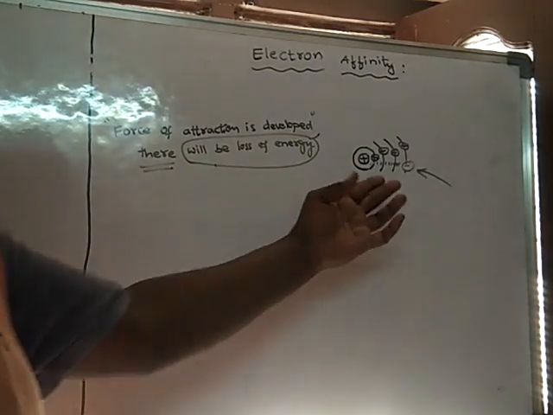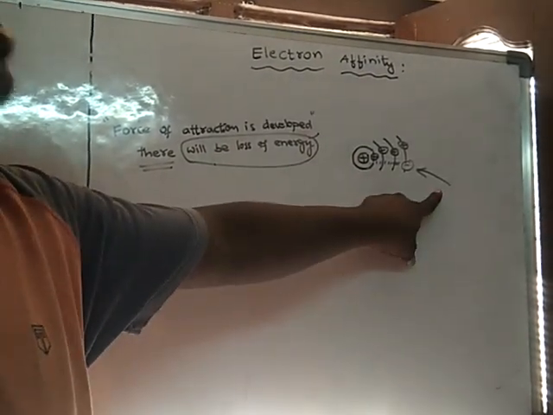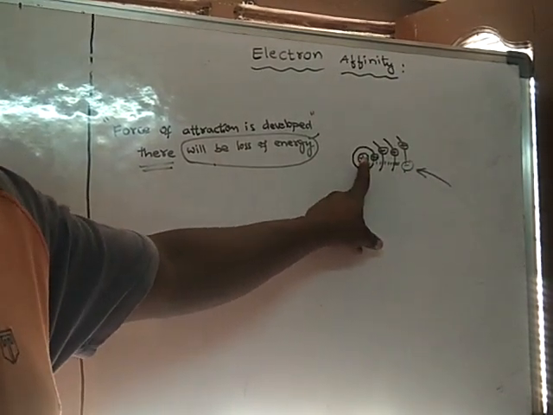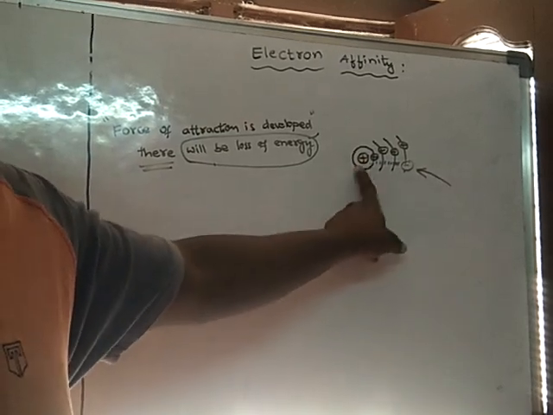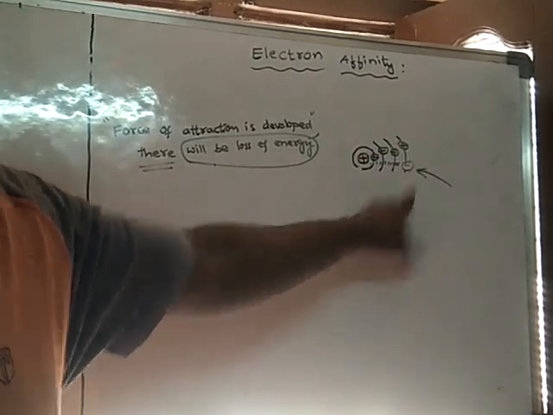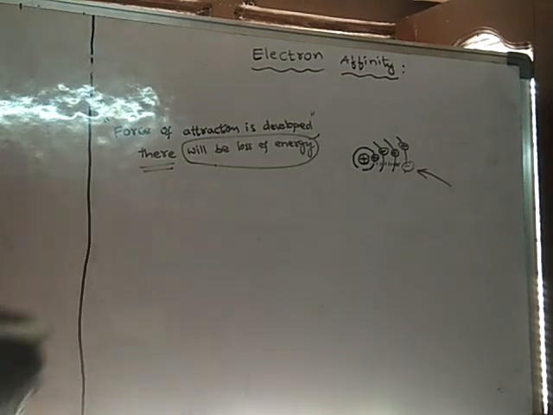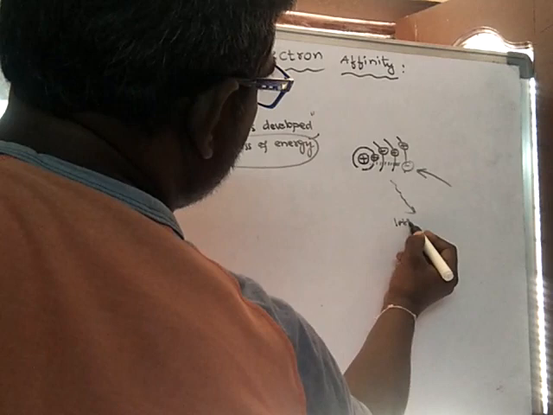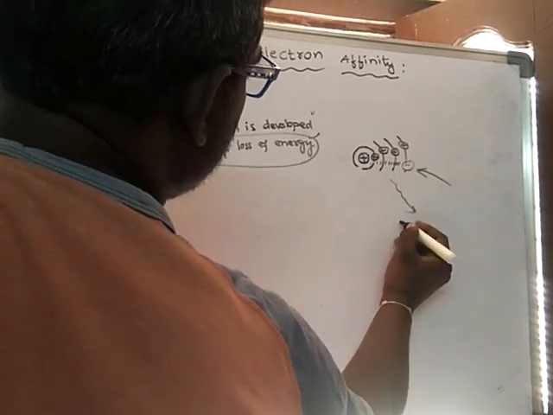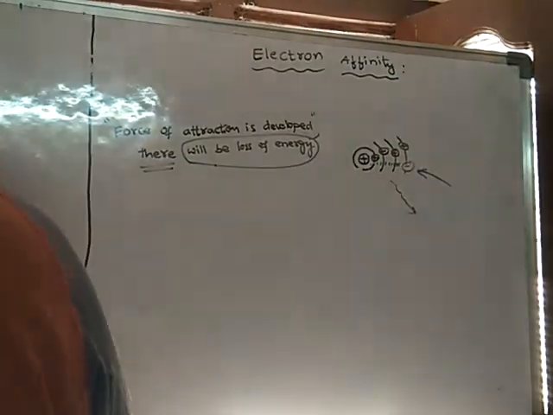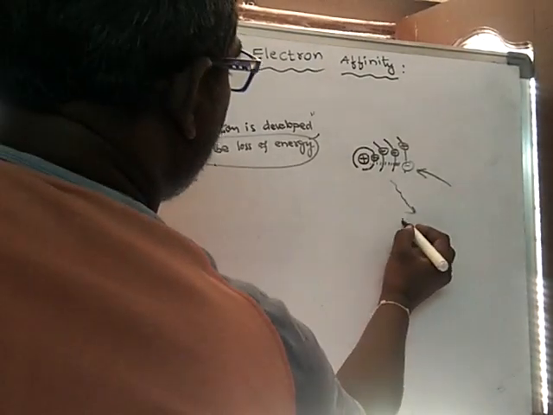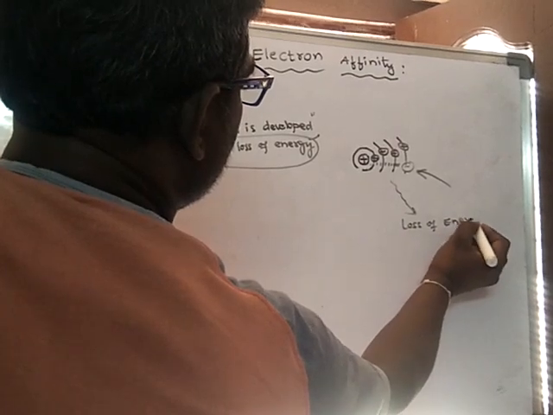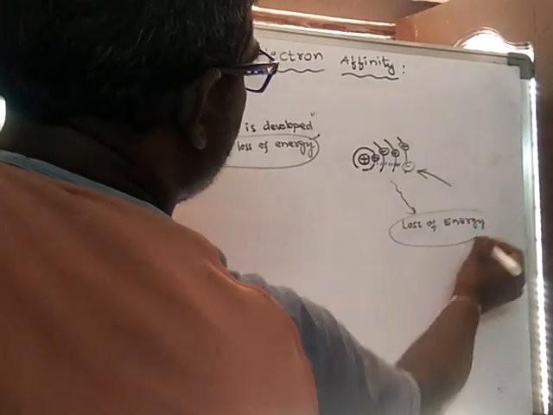So here, is that condition met or not? Yes. When I added an electron to an atom, that electron is attracted by the nucleus. That means a force of attraction is developed between the nucleus and the added electron. As a result, what happens? The atom will lose some energy. There will be loss of energy by that atom.